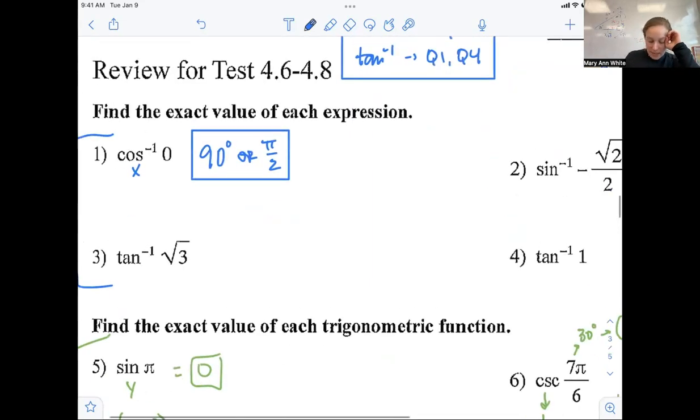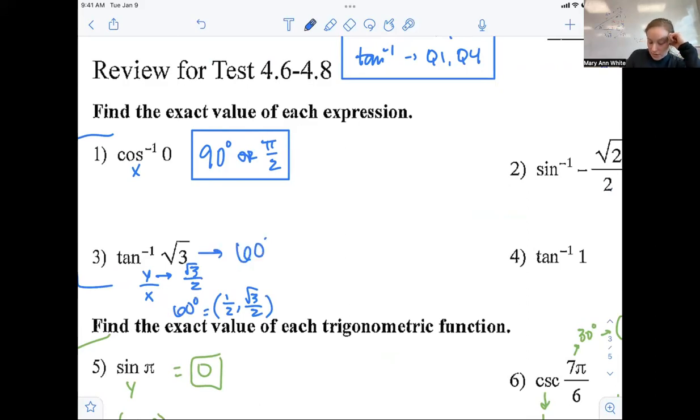All right. Tangent. What angle has a tangent of root 3? Tangent is y over x. And in order to get a tangent of root 3, we've talked about this several times in class, the y needs to be the root 3 over 2. So the point that has the x that's 1/2 and the y that's root 3 over 2 is a 60-degree angle. So tan of 60 is root 3. So my answer here is 60 degrees or pi over 3.